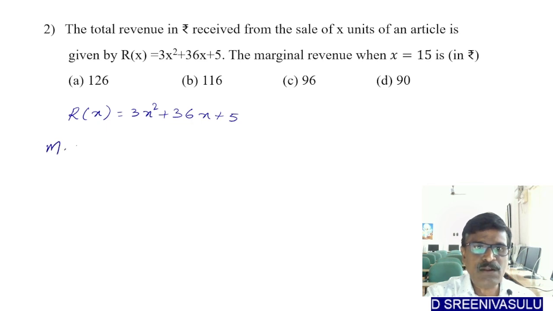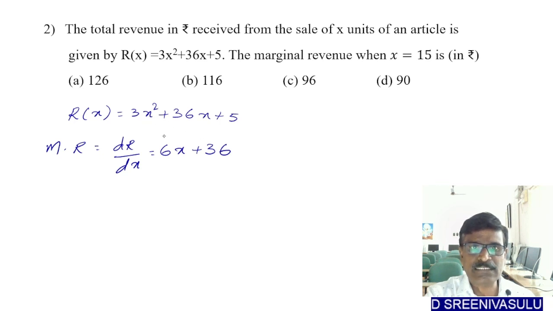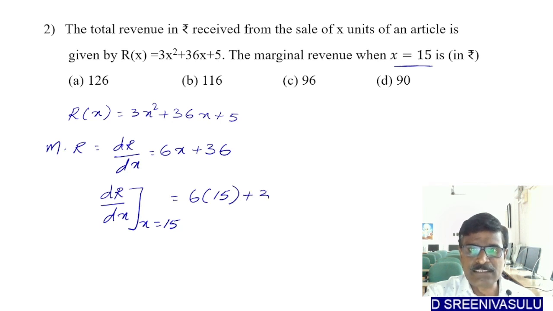What is marginal revenue? Marginal revenue is equal to dR by dx. dR by dx is equal to 6x plus 36. x square differentiation 2x, 2 times 3 is 6x, plus 36x differentiation is 36, 5 differentiation is 0. Then we want to find out the marginal revenue when x is equal to 15. Then dR by dx at x is equal to 15 is 6 into 15 plus 36. This is equal to 90 plus 36, which is equal to 126. The answer is rupees 126. Option A is the correct one.